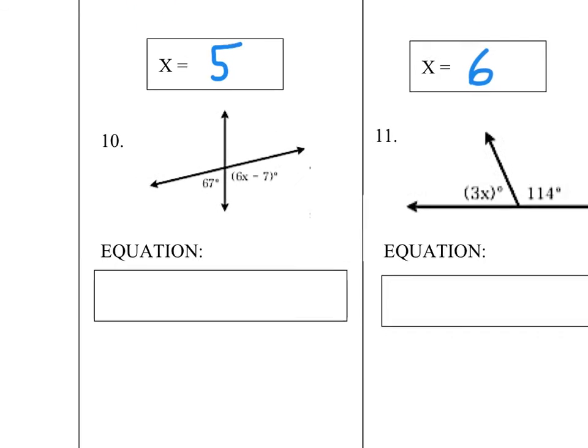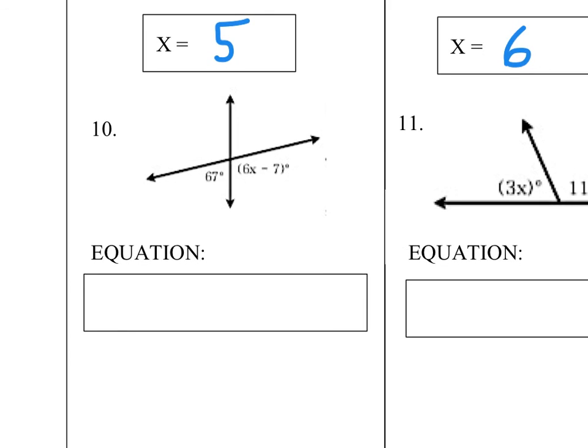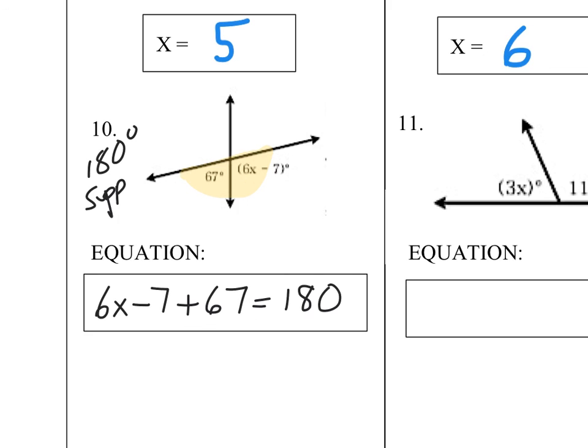Now, these ones right here, we have to look carefully and see, is there a 90-degree symbol? No. And if you see my little circle here, it makes it like a half circle, and a half circle adds up to equal 180 degrees, which is supplementary. So 6x minus 7 plus 67 is going to equal 180.